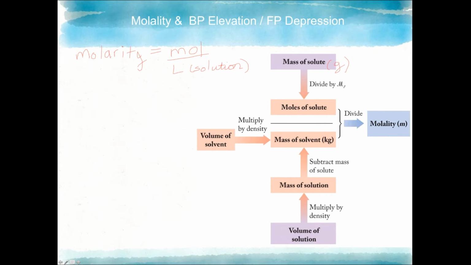Okay, you divide it by the molar mass, so it would be divide by grams per mole. And so you get moles of your solute here. How do we get mass of solvent? There's a couple of ways.